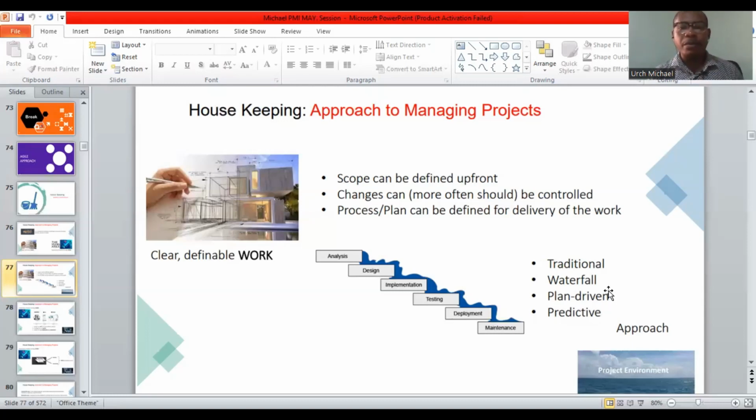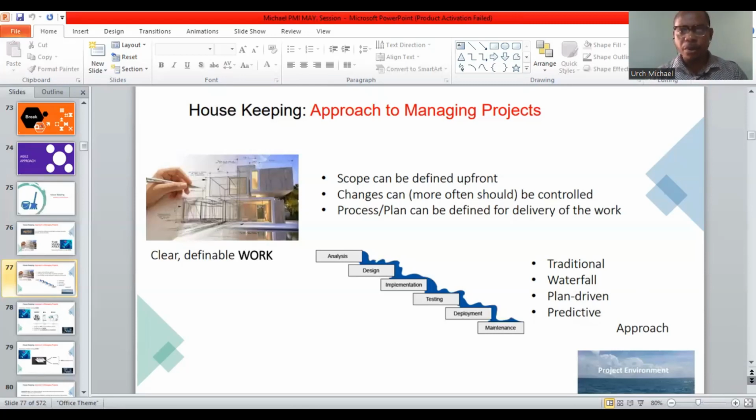This type of project management methodology is what we call the predictive approach, or the waterfall approach, or the traditional approach, or the plan-driven approach. It is plan-driven because you made the plan and you work according to the plan. In this case, scope can be defined upfront, changes can be controlled, and the process and plan can be defined for delivery of the work.